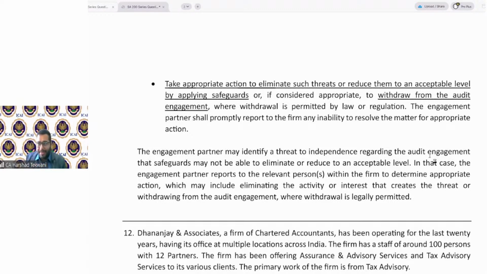But when there is a prohibition under the law, when there is a specific requirement that you need to deliver the engagement, you need to complete the engagement. At that point in time, it becomes difficult to withdraw from the engagement.